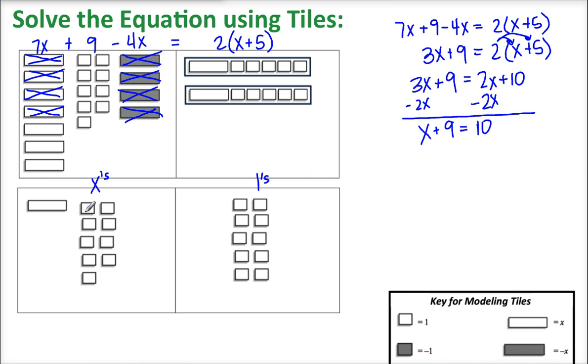Okay, the last step is we notice that all of these 1 tiles are in the wrong box. They're in the x box, and we don't want them over here. They need to be on this side. So they need to disappear from this side. And in order to do that, we need to combine them with their 0 pair. So that means we need 9 of these negative 1 tiles for them to disappear.